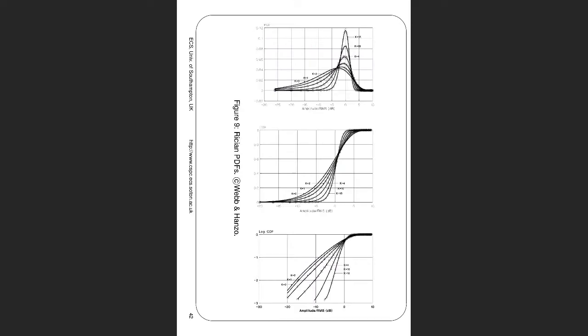So we can look at the figures on the slide. Basically, as K increases, the PDF will look more and more like a direct delta. Can anyone tell me why the PDF is centered at 0 dB? The x-axis is amplitude. So why is the PDF centered at 0 dB here? Can anyone tell me?